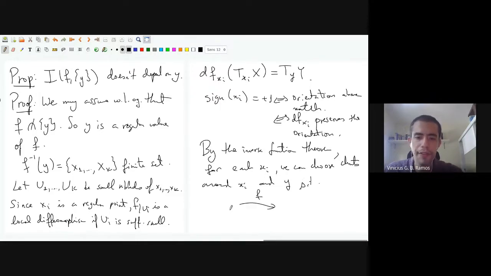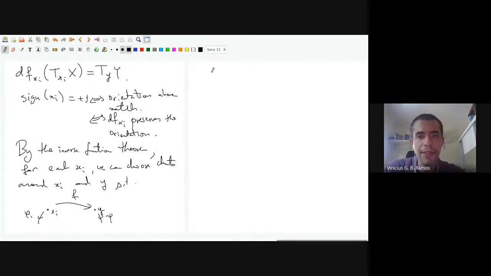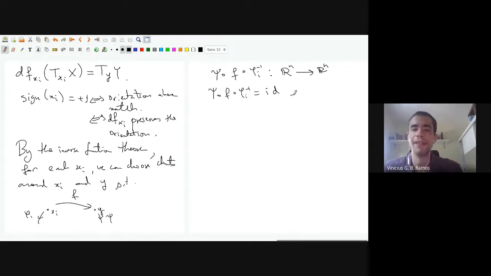So here's my f, here's xi, here's y. I can choose a chart here, phi, and a chart here, psi, and I can just choose one chart for everyone, such that when you look at psi composed with f composed with phi inverse, you basically get the identity map, at least in the neighborhood. So this is a map from Rn to Rn, and we can choose it so that this is the identity. That's because of the inverse function theorem.